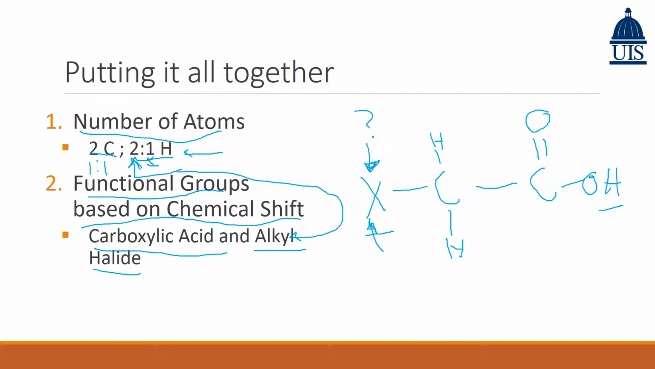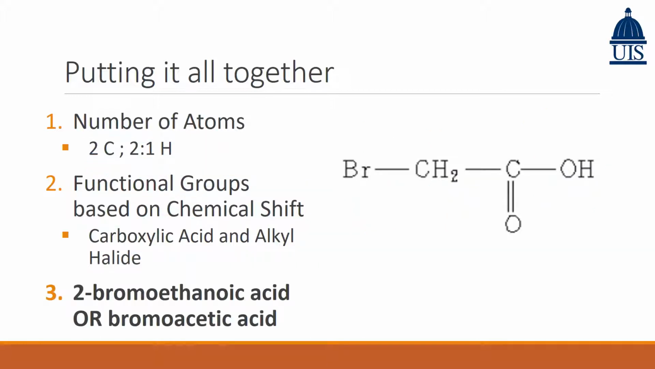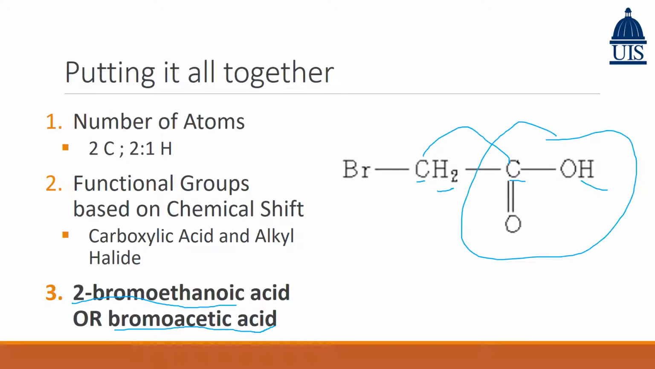So now in unveiling our actual structure, we see that we have 2-bromoethanoic acid or bromoacetic acid, which again follows. We have our 2-to-1 ratio of hydrogens. We have a 1-to-1 of carbons with 2 present. We have our carboxylic acid, and we have our alkyl halide. Okay, so this all makes sense based on our usage of hydrogen NMR and 13 carbon NMR.